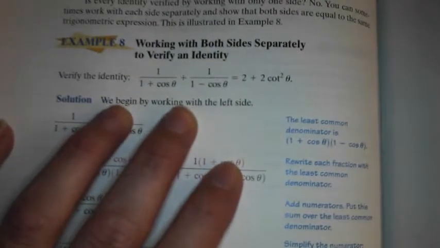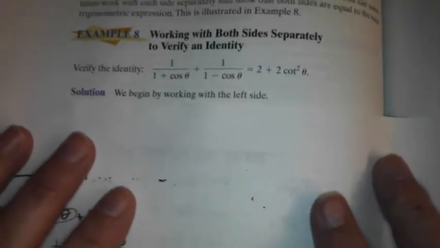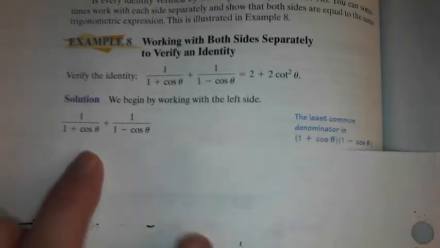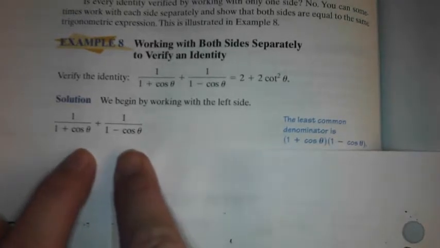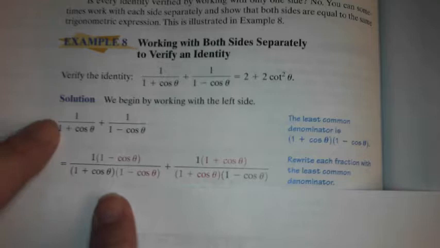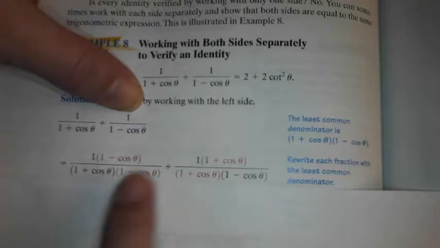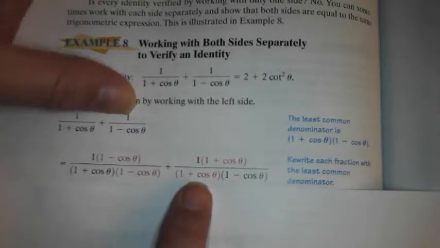If you want to write it on a separate sheet of paper, you can. But this is example number 8 from the book. So let's see how they do it. They start with the left side, and they're going to get a common denominator. So this one gets a 1 minus cosine x, and this one over here gets a 1 plus cosine x. So now they have a common denominator.